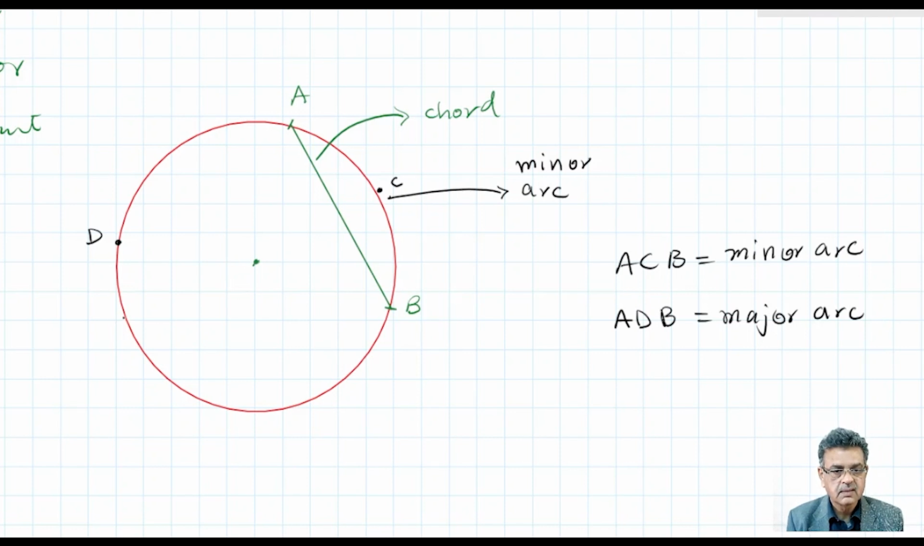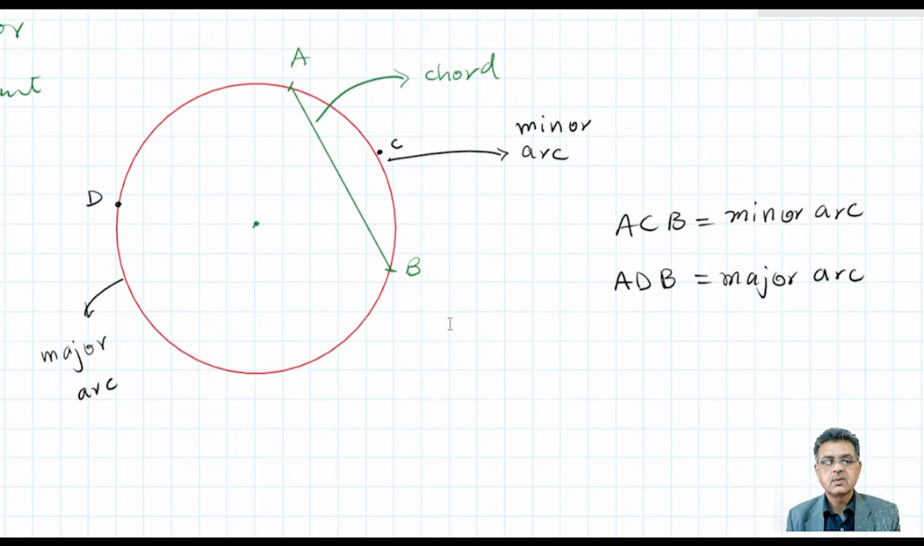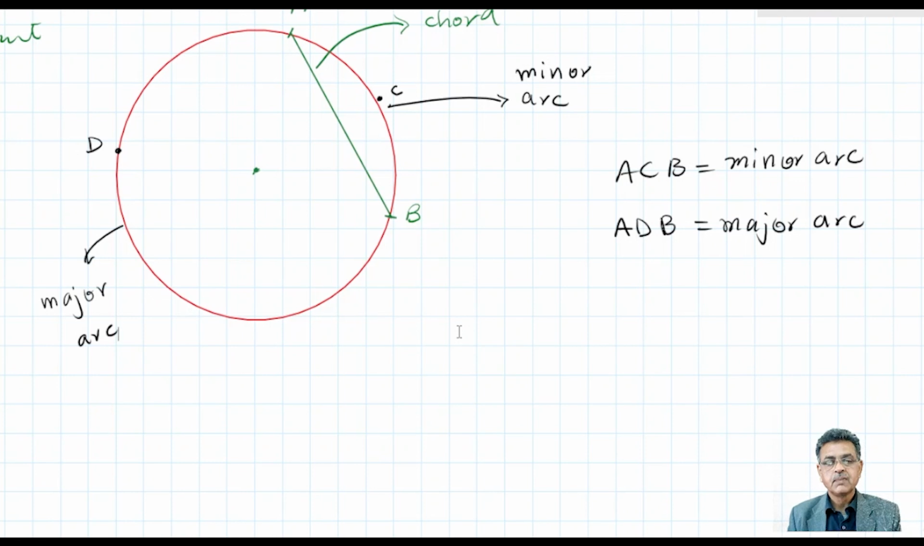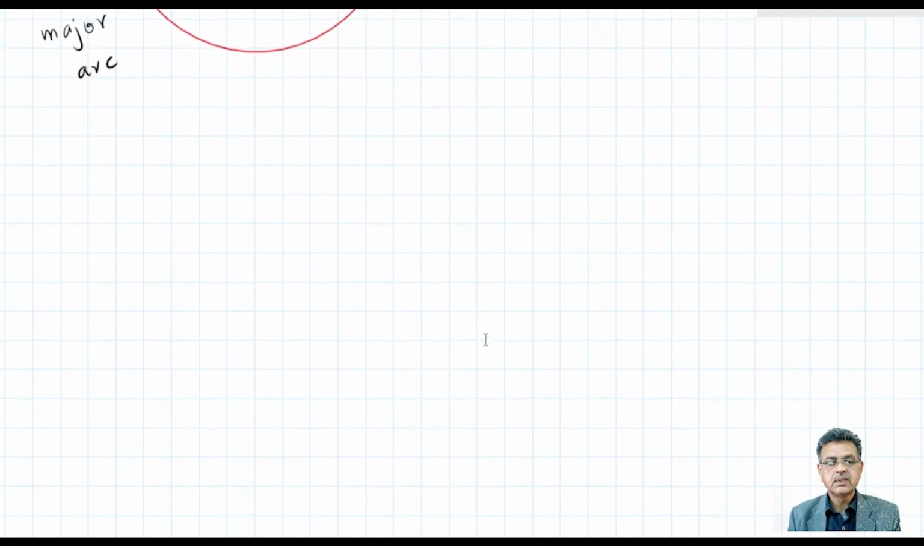This one is known as the major arc. So you can say that the arc on the side where the center of the circle is, that arc is the major arc, and the other one where the center of the circle is not there, that is the minor arc. And AB is a common chord between them. So these are 2 things.